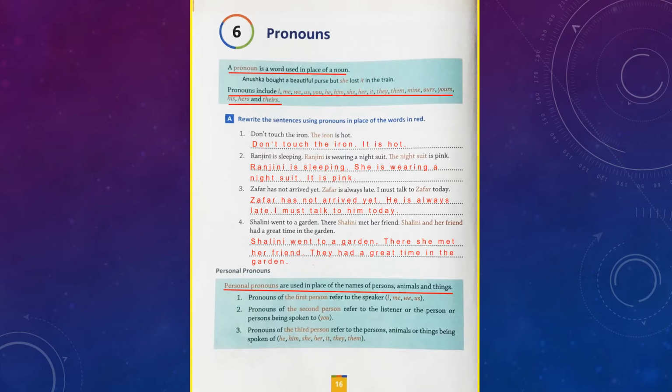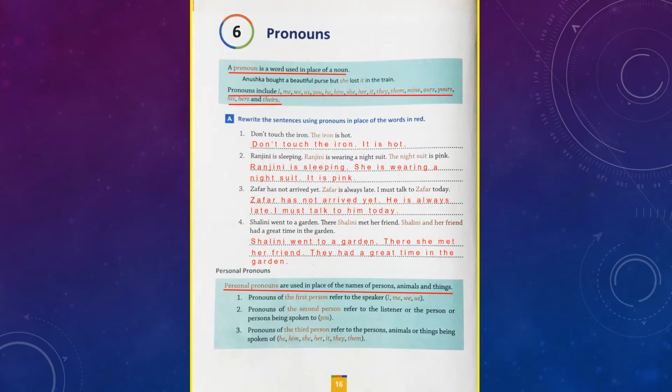Sentence number 3. Zafar has not arrived yet. Zafar is always late. I must talk to Zafar today. Okay, Zafar has not arrived yet. The sentence remains the same. What changes is that Zafar is a boy. So instead of repeating his name again, I can use the word he in the next sentence. He is always late. I must talk to him today.